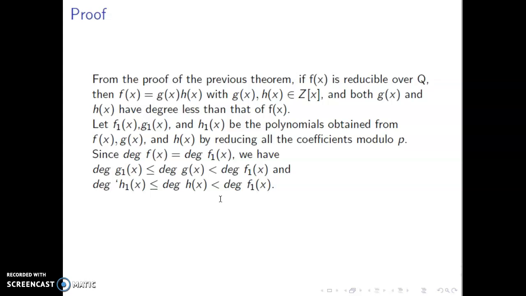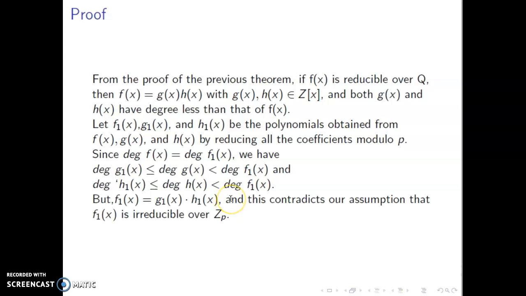Now I know that the degree of f(x) is equal to the degree of f1(x). And so we have the degree of g1(x) is less than or equal to the degree of g(x), which is definitely less than the degree of f1(x). Again, the degree of h1(x) is less than or equal to the degree of h(x), and again that is less than the degree of f1(x). But I know that f1(x) is equal to g1(x) times h1(x), and this contradicts our assumption that f1(x) is irreducible over Zp.